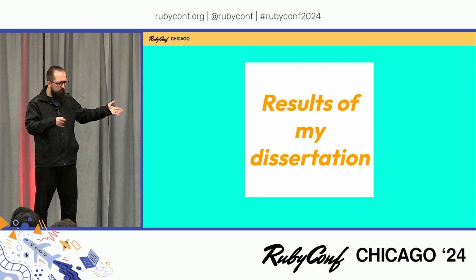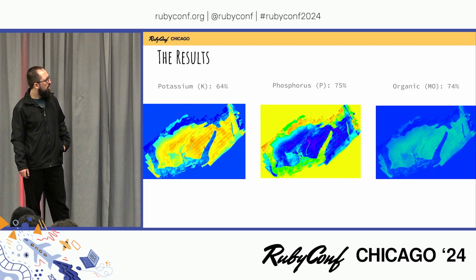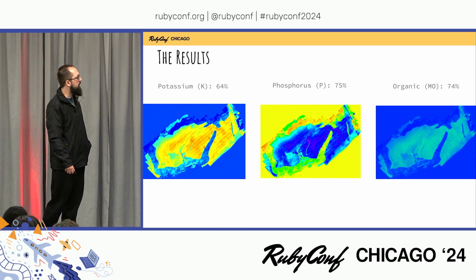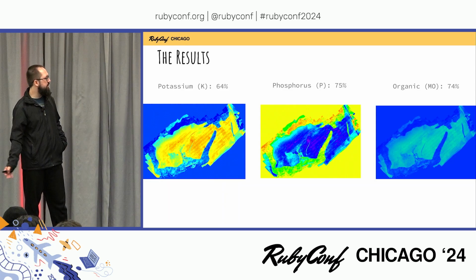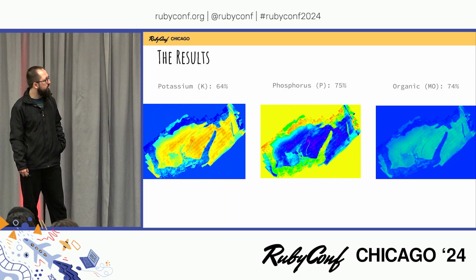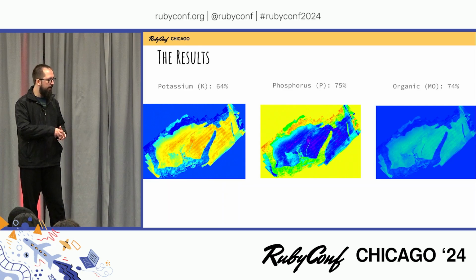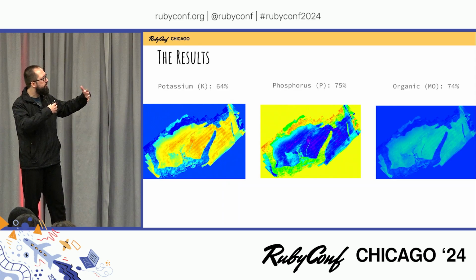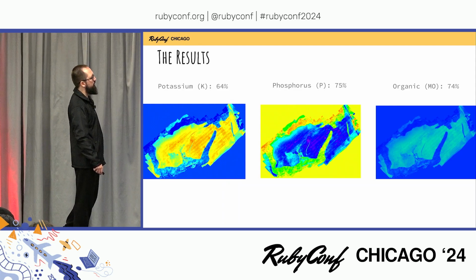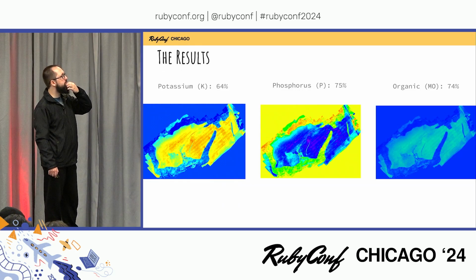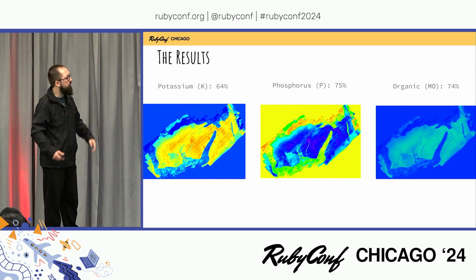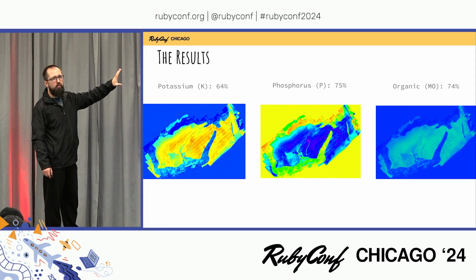Okay, and the results for my dissertation, just to show you. The best results that I have until now are for potassium, phosphorus, and organic matter. I have 64% for potassium, 75% for phosphorus, and 74% for organic matter. This is the result that we are trying to achieve, creating some kind of heat map. But this is somewhat fake, because the result is an image with 10 color bands, and we cannot represent that for human view. So I just applied the color map that I showed before.